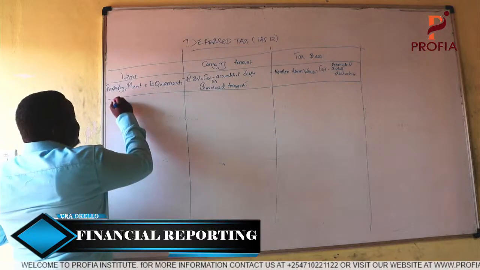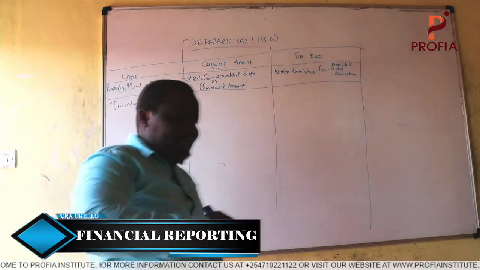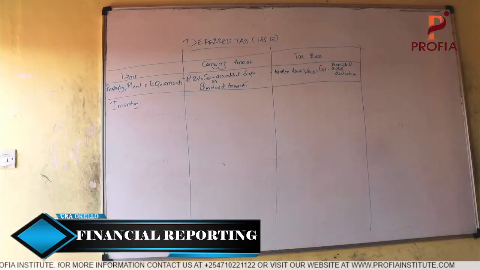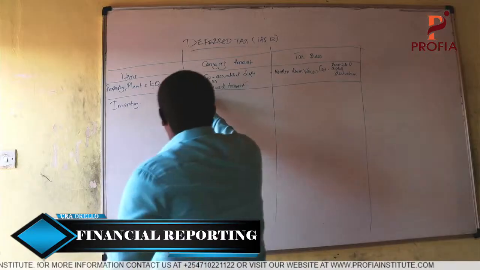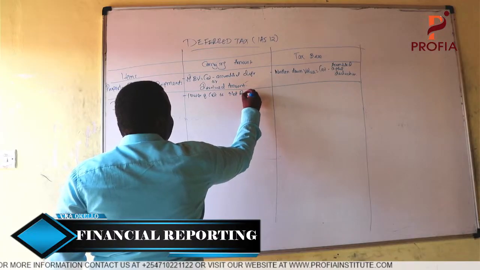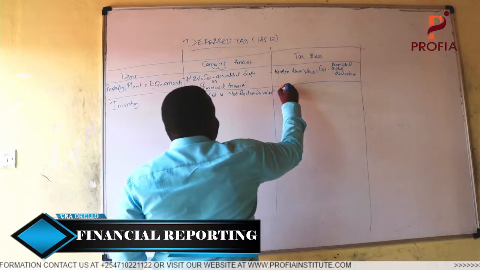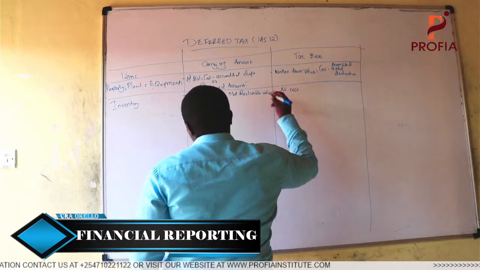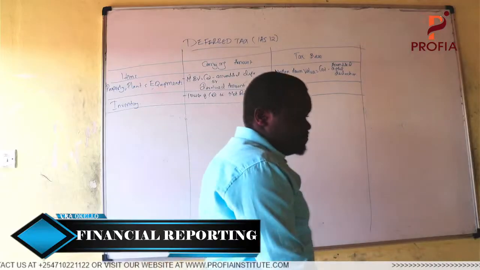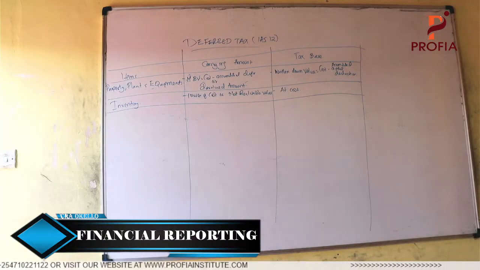So when you go to inventory, how do you value inventory at the end of the year? It is calculated at the lower of cost or net realizable value, while the other side it is calculated at cost. We don't have anything like revaluation as far as KRA is concerned. It is simply at cost.